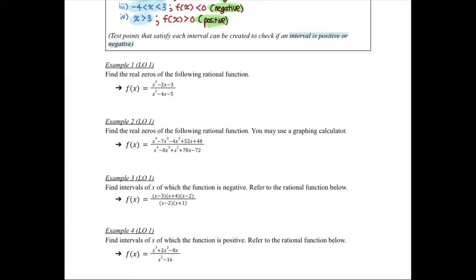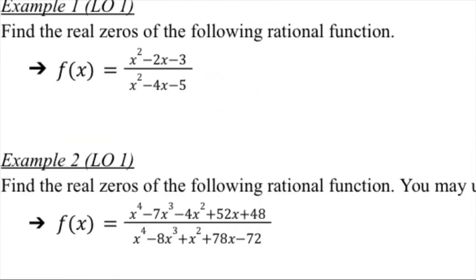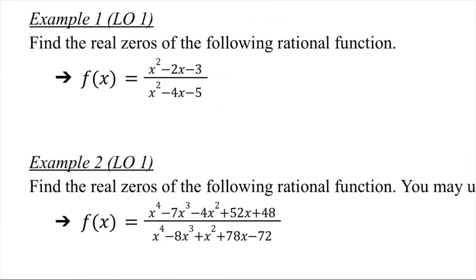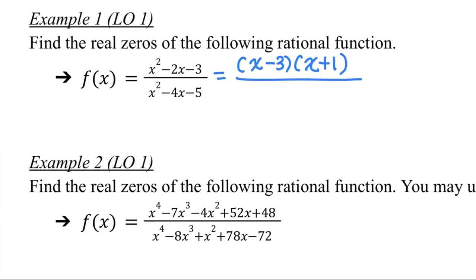Great. Let's try some example questions that are highly similar to AP style questions. So our first example is this. Find the real zeros of the following rational function. So first of all, let's factorize them. Okay, so we can factorize the numerator as x minus 3 times x plus 1, and we can factorize the denominator as x minus 5 times x plus 1.